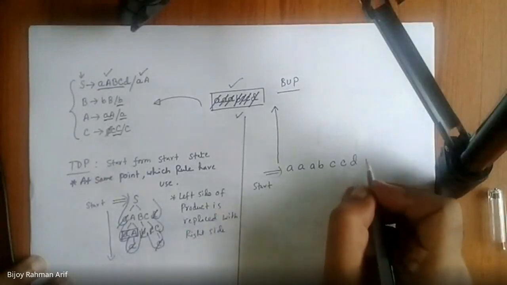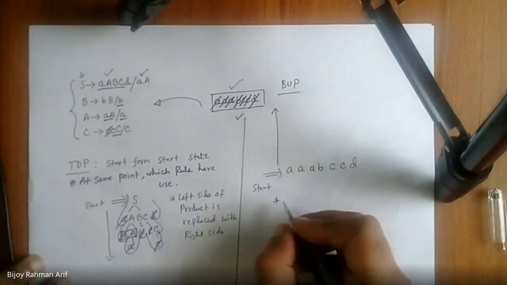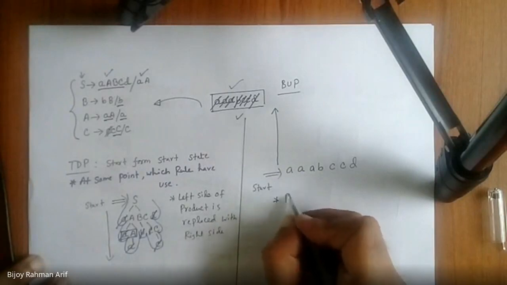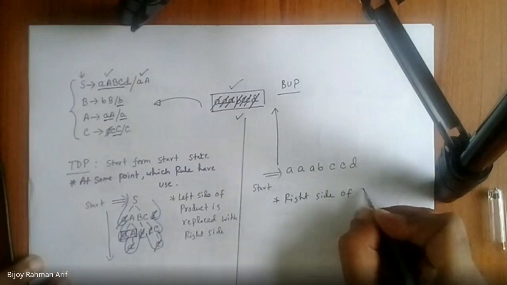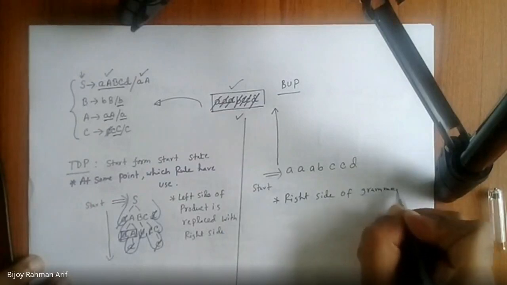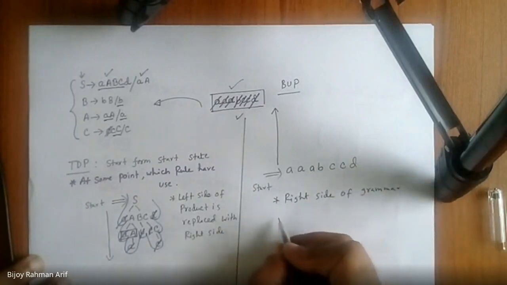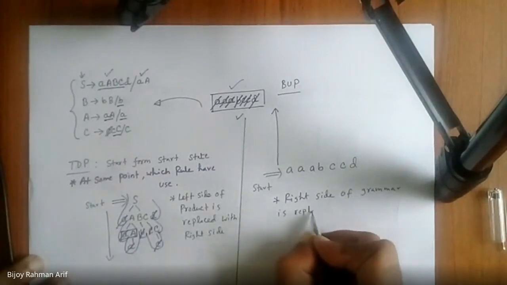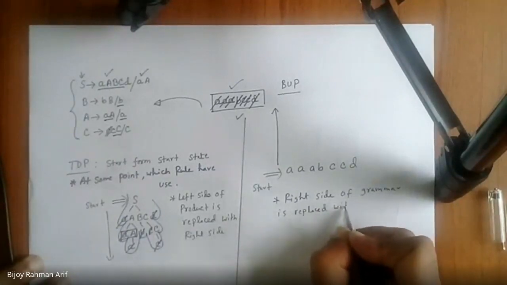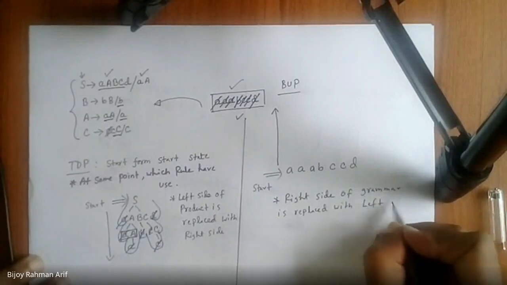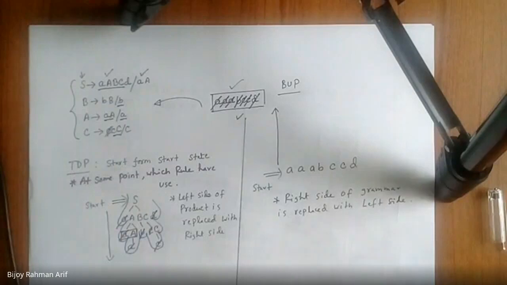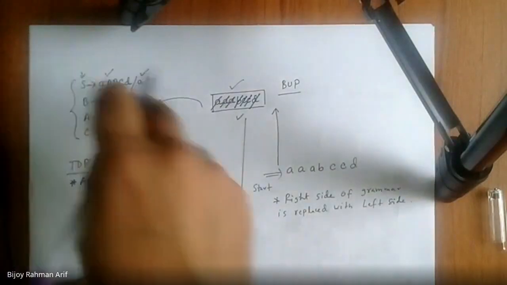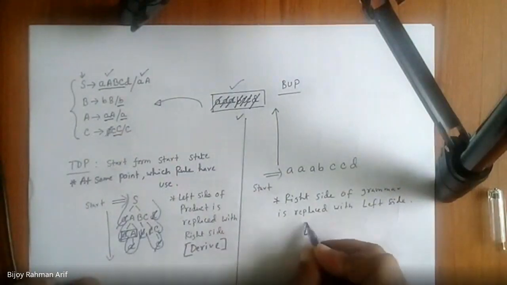And in this case, what do I need to do? The reverse one. The right side of the grammar should be replaced with the left side. In other words, here we derive, which means deriving from left side to right side, it is called derive. In this case, we are reducing.